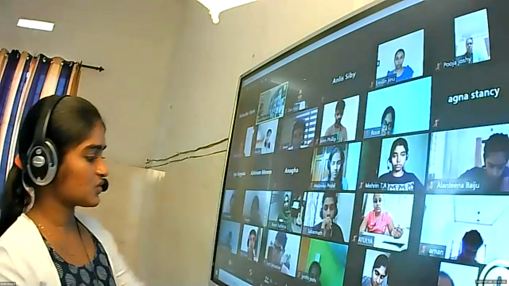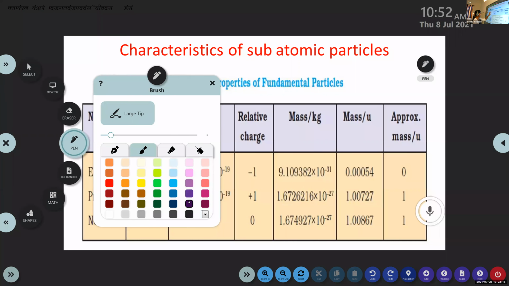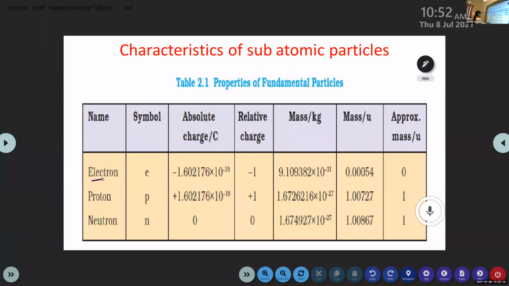Children? Yes, right? So we can compare the charge and mass of these 3 particles. Electron, its symbol is e. Then the proton, its symbol is p, neutron, n. All are small letters. Then we find out the charge of electron. It is minus 1.602176 into 10 raised to minus 19 Coulomb. Through which experiment?